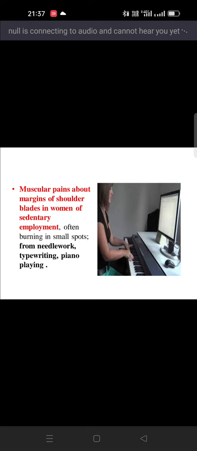In case of Actaea racemosa, there is a rheumatic pain in the neck muscle. Why there will be pain? Because there is a cause or there is ailments from typewriting, piano playing. If we are finding this type of symptom, then we can think of Actaea racemosa, which is also known as Cimicifuga.